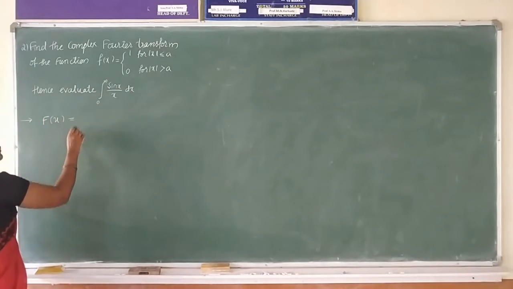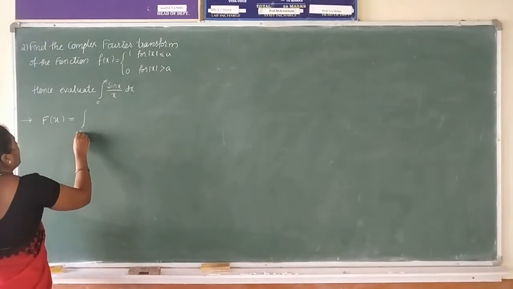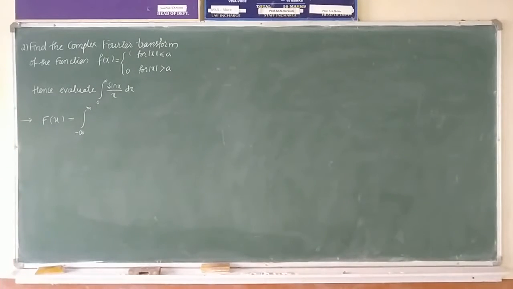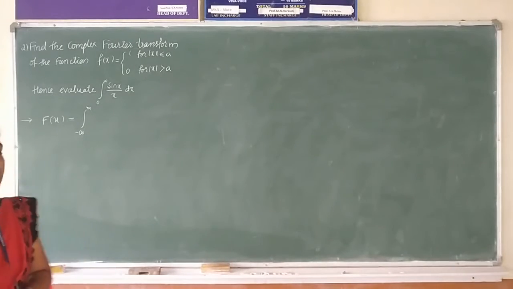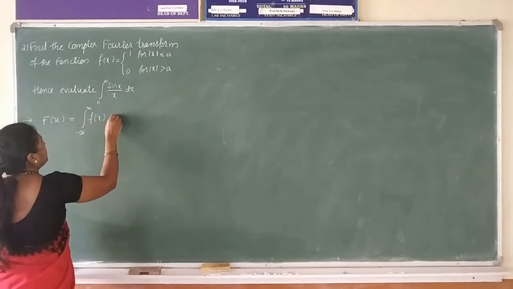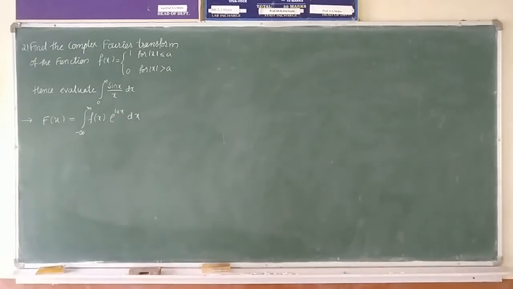F of u is nothing but the Fourier transform of the function. Here the variable is u. F of u equals integration from minus infinity to infinity. Here they have told it's a complex Fourier transform. It is also called Fourier transform, also called infinite Fourier transform. All are the same. Why is it called complex? I told you already, there is a complex term in the definition. Therefore, it is also called complex Fourier transform. This is the definition of a Fourier transform.